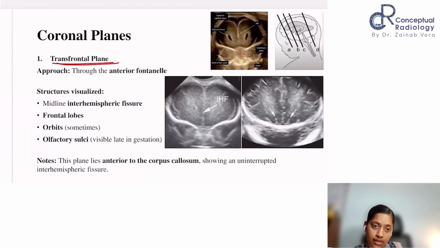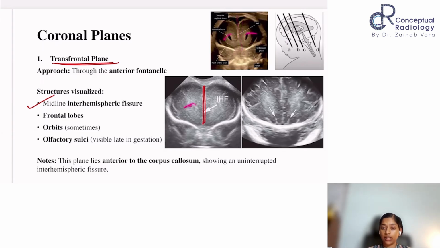So if you start with the transfrontal plane, it is approached through the anterior fontanelle. What are the structures that we see in it? The first one is an uninterrupted interhemispheric fissure. Why uninterrupted? Because we are going anterior to the appearance of the lateral ventricle, so it is not being divided by any structure now. So we will have two completely cleaved cerebral hemispheres with a single interhemispheric fissure.